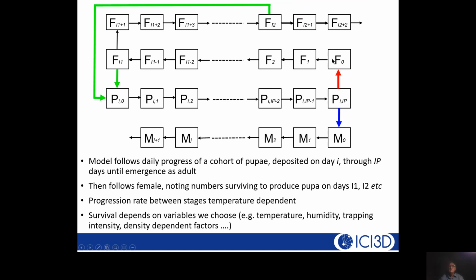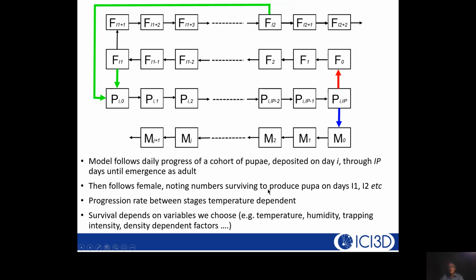So here comes the female, and we look at each day whether she actually survives from day to day, and if she survives to something like 16 days, she produces her first offspring, and that now becomes a pupa and comes back into this thing over here. And then the female keeps on going, and she goes on for another 9 or 10 days, let's say, and then she produces a second pupa. And then she keeps going until such time as she dies. And we follow each of these females right the way through, noting the number surviving to produce pupae on days I1, I2, etc., etc.